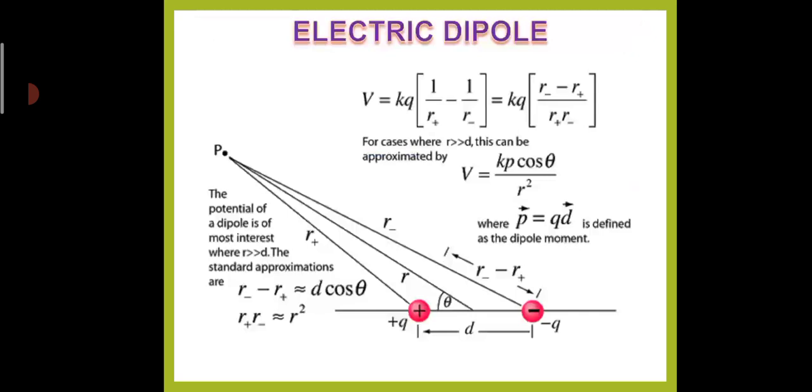The simplest example of an electrical dipole is a pair of electrical charges of opposite signs and equal magnitude, separated by a distance. Here, the potential of the dipole is of most interest, where r is greater than or equal to d. The standard approximations are r minus minus r plus equals d cos theta, and r plus times r minus equals r square. The formula is V equals kQ times (1 over r plus minus 1 over r minus), so kQ in square brackets (r minus minus r plus) divided by (r plus times r minus). So for points where r is much greater than d, this can be approximated by V equals kp cos theta by r square, where p equals Qd is defined as the dipole moment.